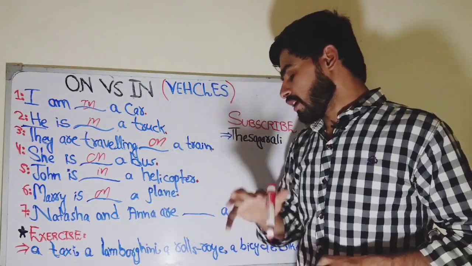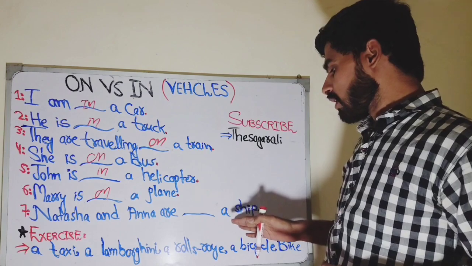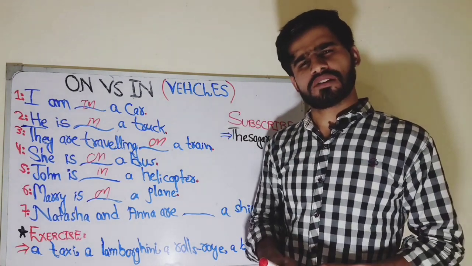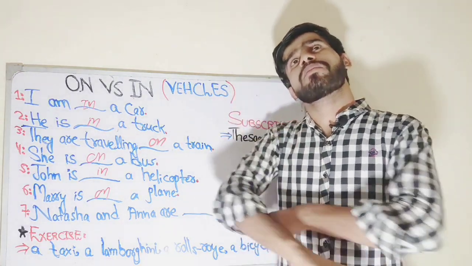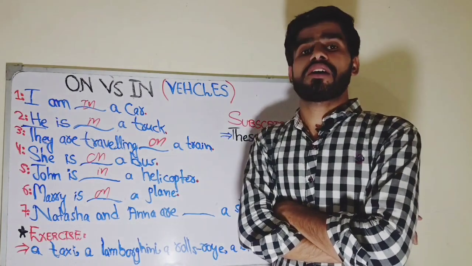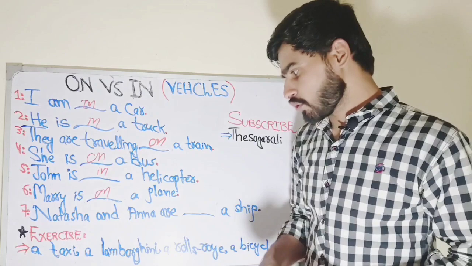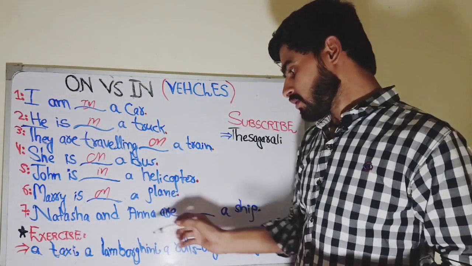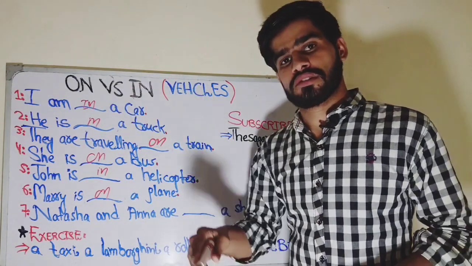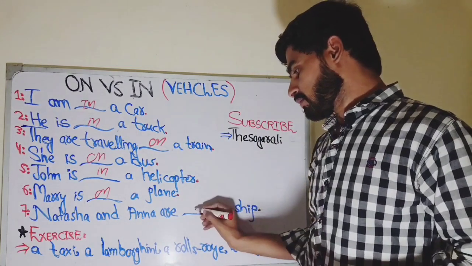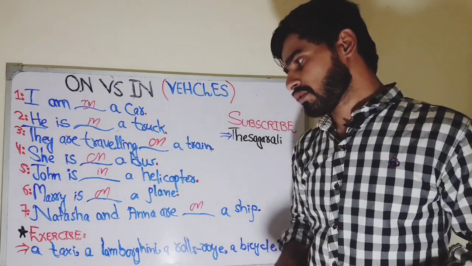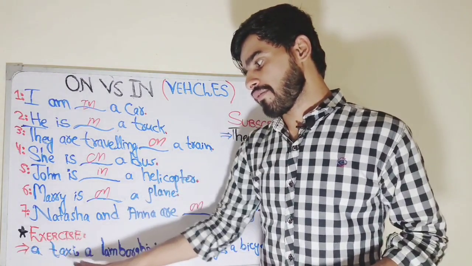Natasha and Anna are dash a ship. Could you imagine a ship? How massive they are. You can walk properly. So then you have to use what, in or on? The answer is on.